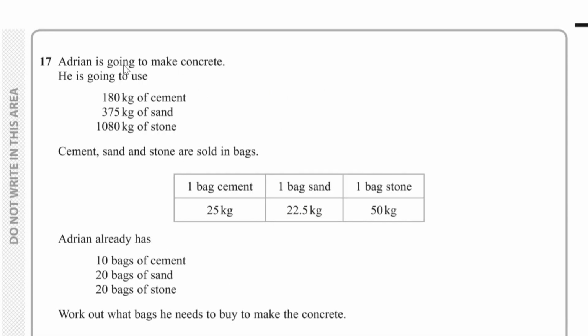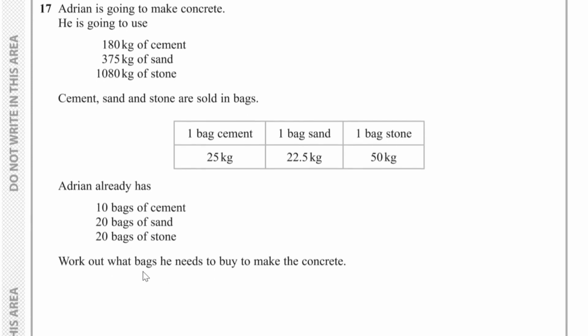Question 17. Adrian is going to make concrete. He's going to use 180 kilograms of cement, 375 kilograms of sand, and 1080 kilograms of stone. Cement, sand and stone are sold in bags. 1 bag of cement is 25 kilograms, 1 bag of sand is 22.5 kilograms, and 1 bag of stone is 50 kilograms. Adrian already has 10 bags of cement, 20 bags of sand, and 20 bags of stone. We have to work out what bags he needs to buy to make the concrete.